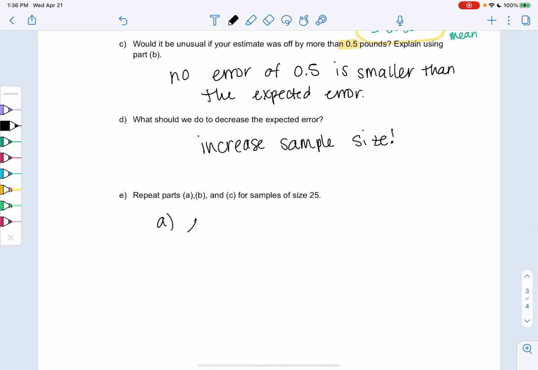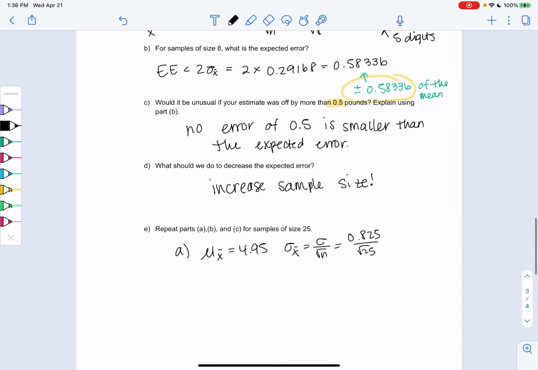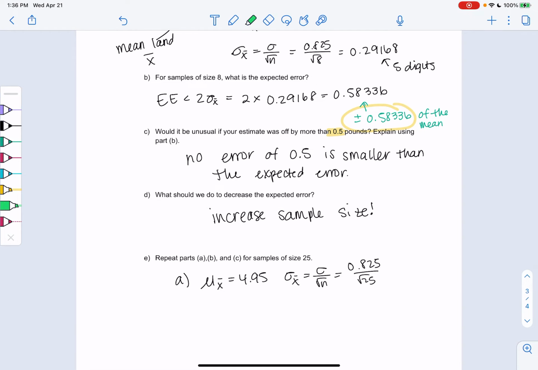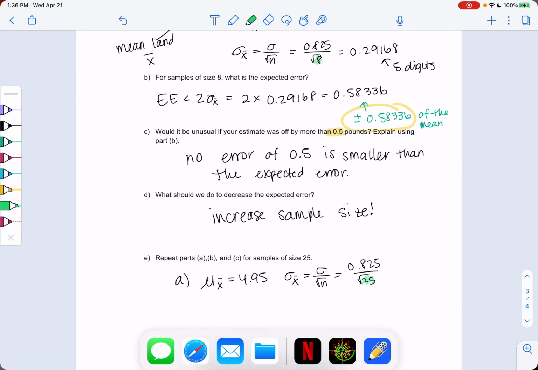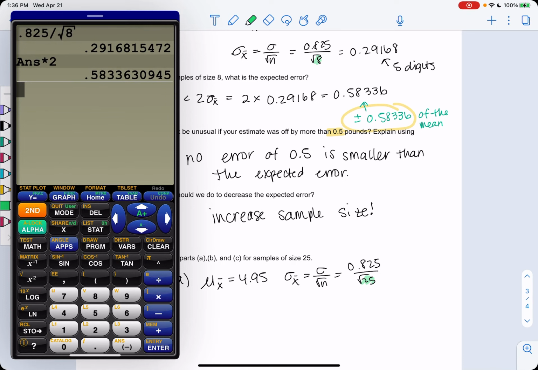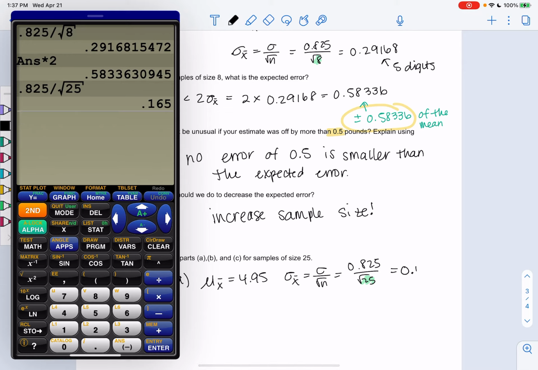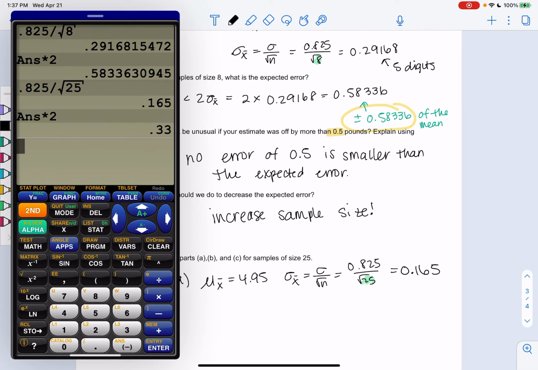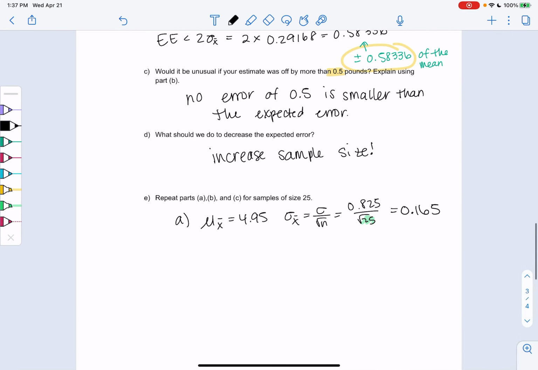So A, the mean does not change. The mean is still 4.95. But since sigma uses sample size, sigma will now be 0.825 divided by square root 25 instead. So the standard deviation changes because the error changes. So we're going to get a different number this time, 0.825 divided by square root 25, which is 5. And we get a standard deviation of 0.165, and doubling that would be our expected error of 0.33.